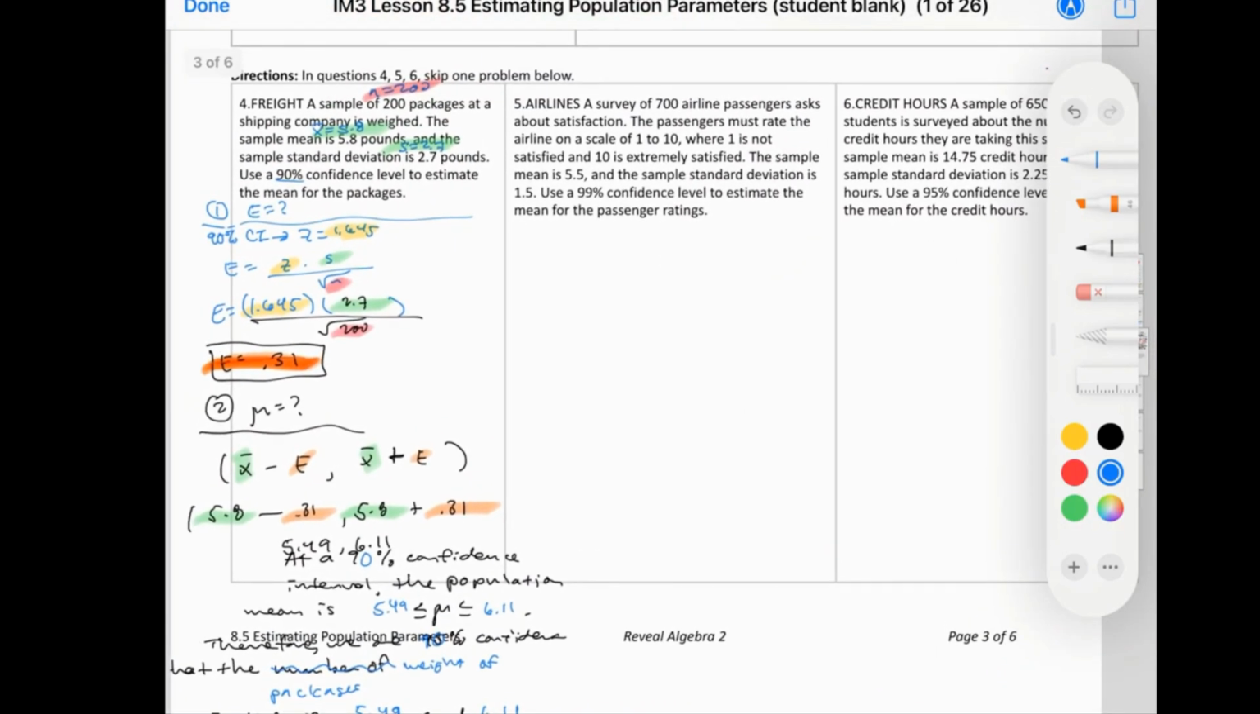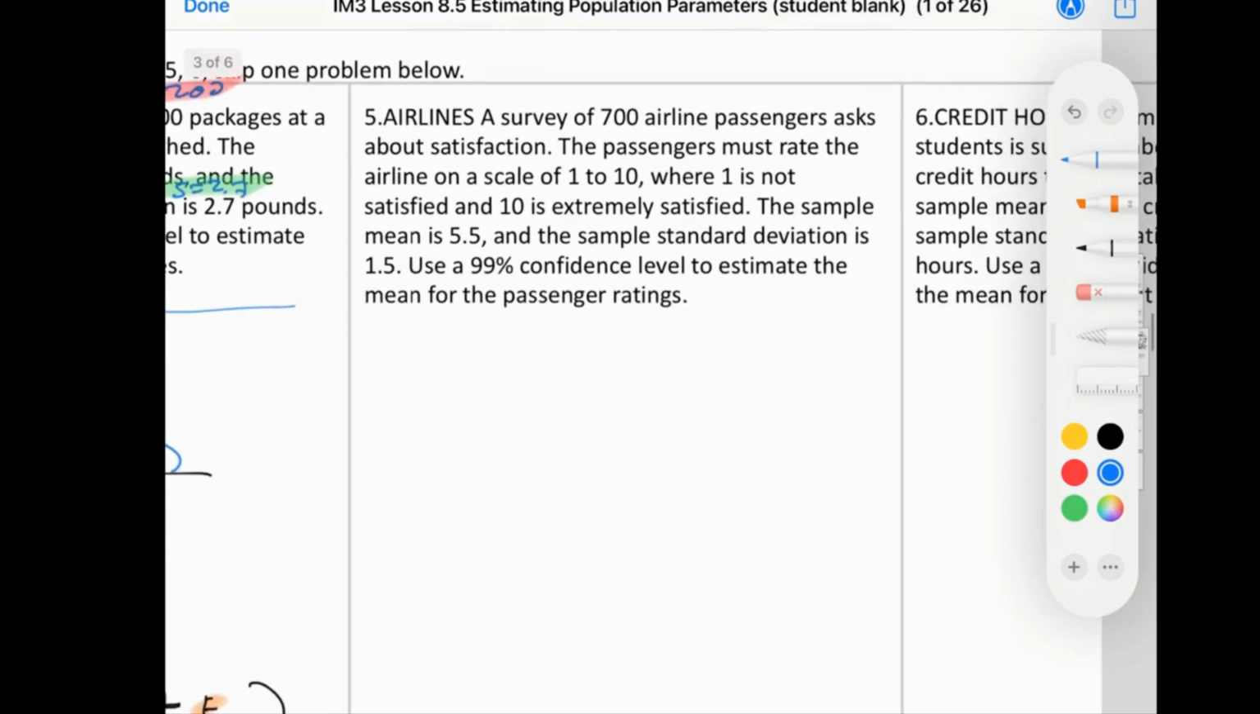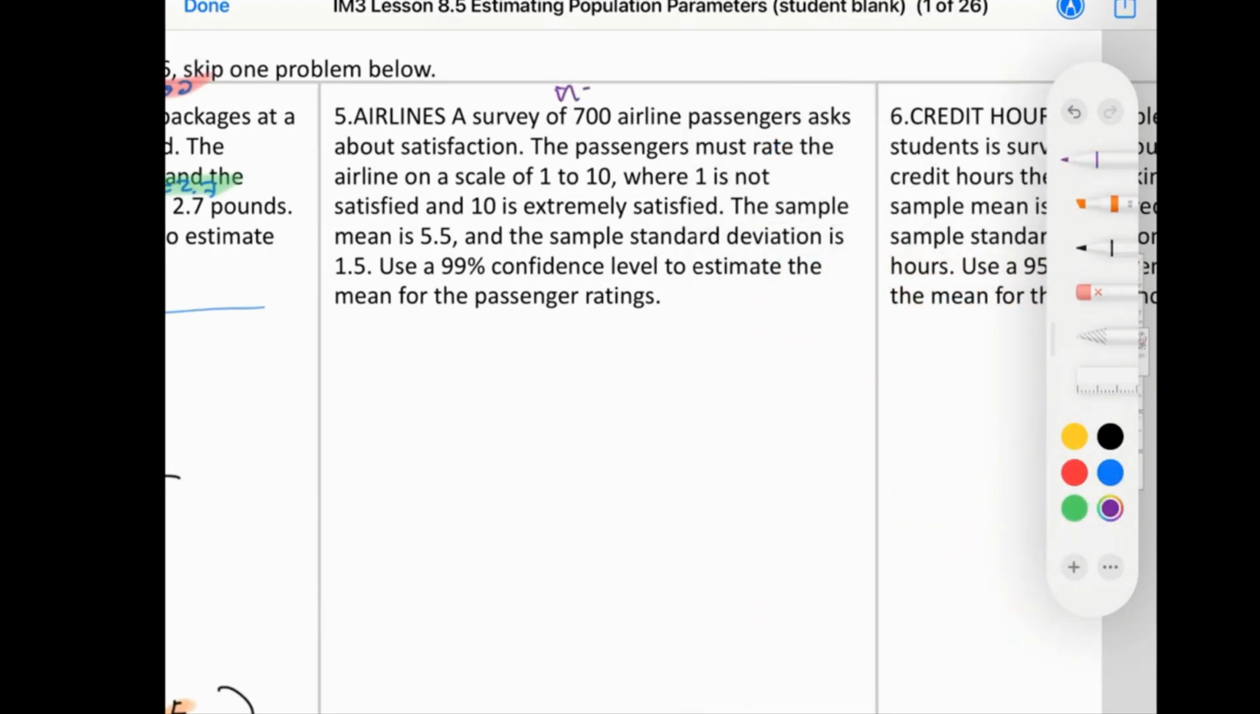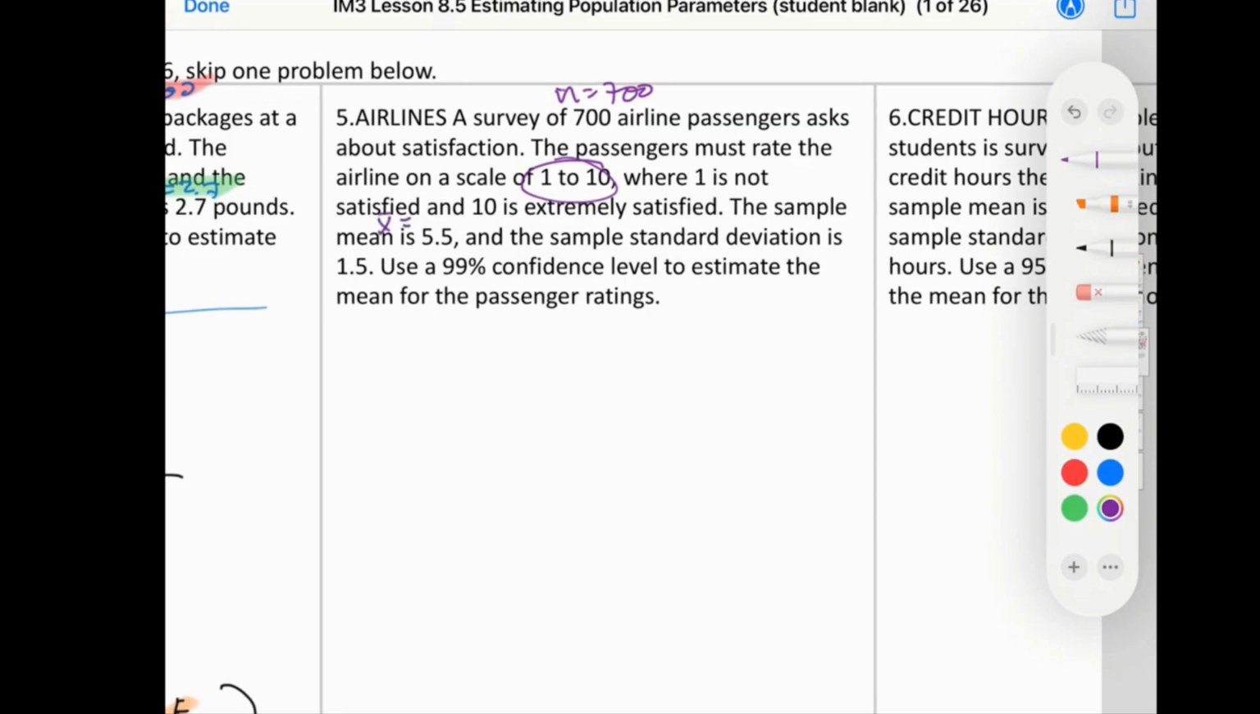All right, let's try airlines. A survey of 700 airline passengers. So let's use a different color. N equals 700. Asked about satisfaction. The passengers must rate the airline on a scale of 1 to 10. Okay, confusing. That doesn't matter. Where 1 is not satisfied, 10 is extremely satisfied. The sample mean, so that would be our X bar, is 5.5. Standard deviation is 1.5 and a 99% confidence interval.